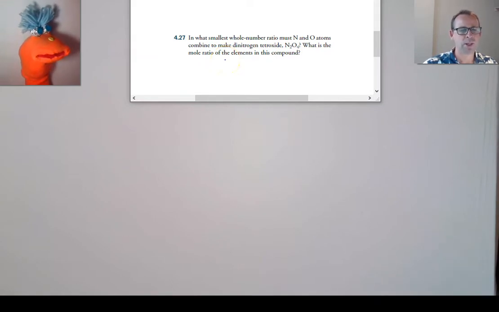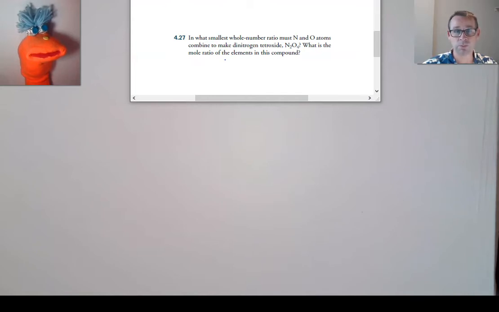Mole ratio? That's exactly right. So remember, the term mole essentially is saying a given amount of that substance. And we use the term mole in chemistry. It's kind of like a shortening of the term molecular ratio. So 2 molecular units of nitrogen compared to 4 molecular units of oxygen. So the mole ratio of the elements in this compound is also 2 to 4.